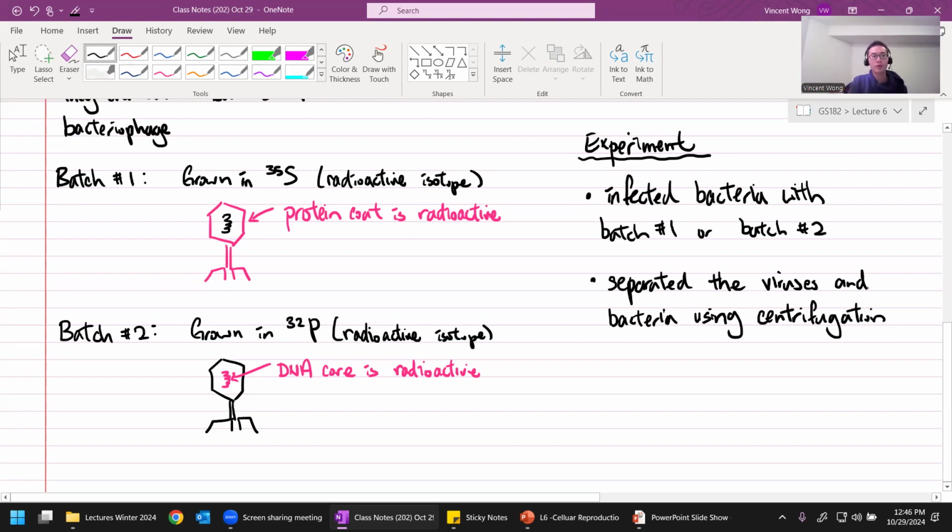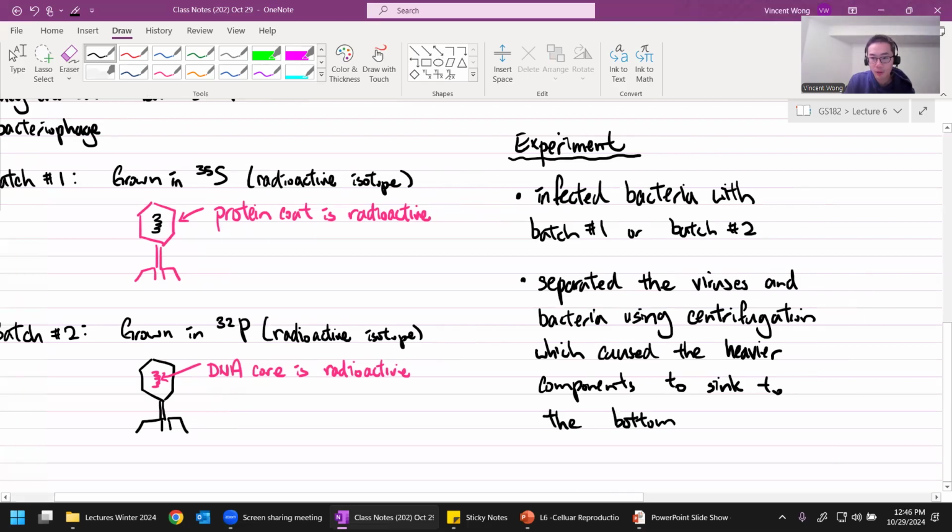Centrifugation basically means you spin it at really, really high speed. When you do that, you separate the contents by mass. So you separate viruses and bacteria using centrifugation, which causes the heavier components to sink to the bottom.